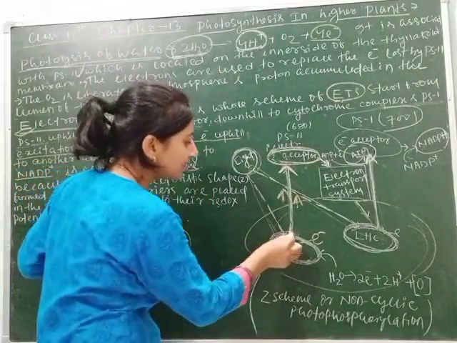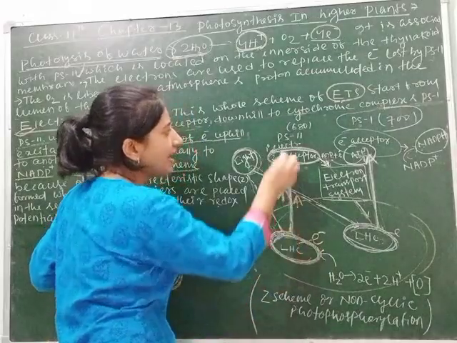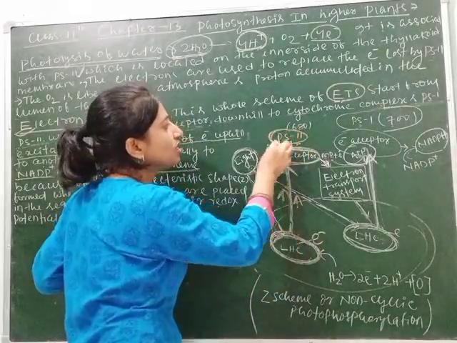You can see this is the light harvesting complex and this is PS2, photosystem 2.